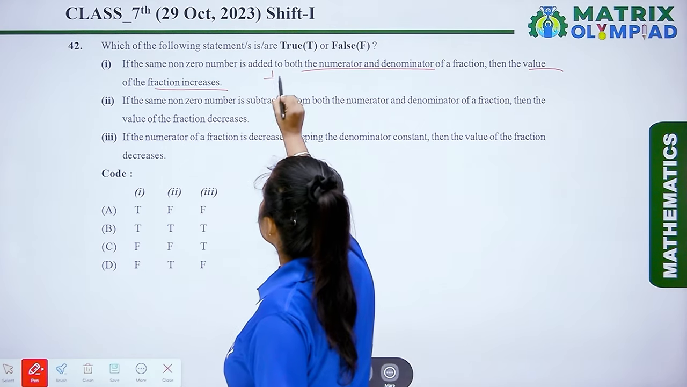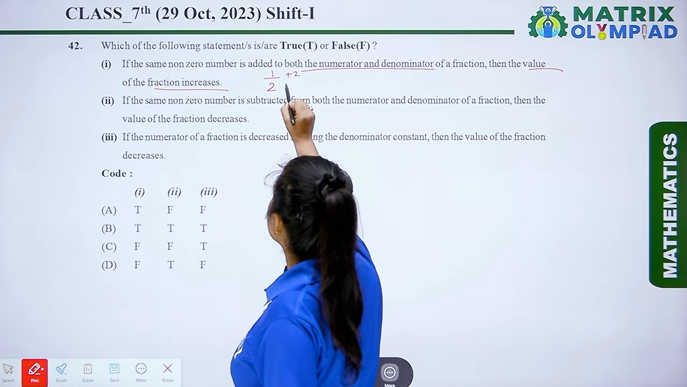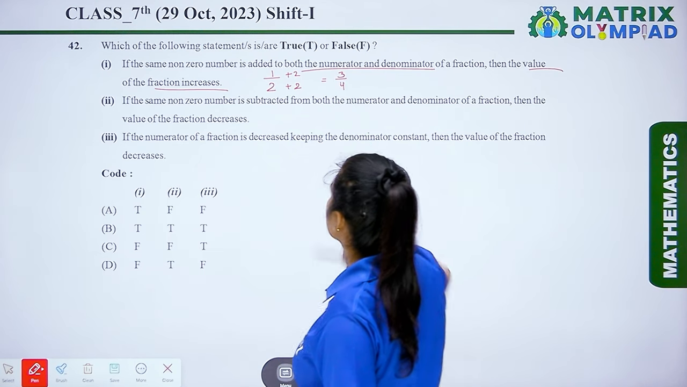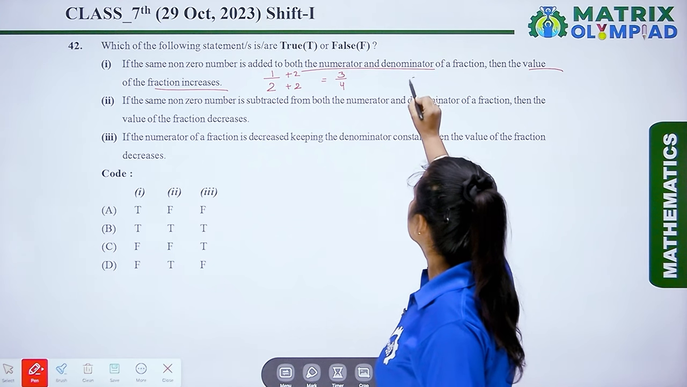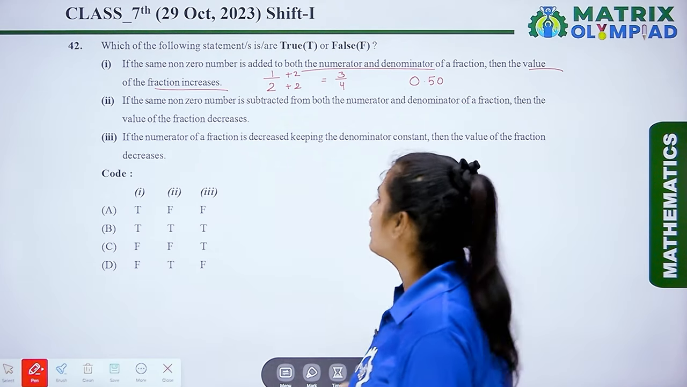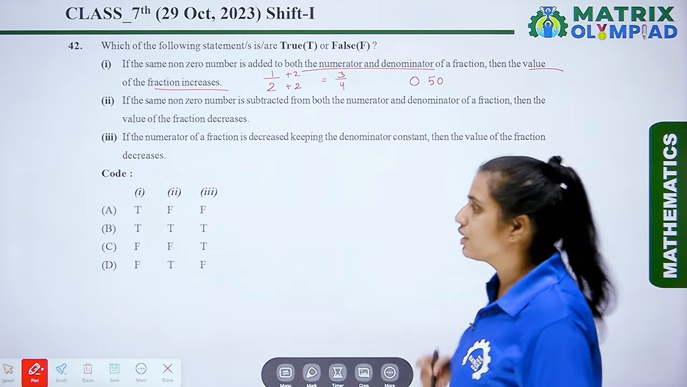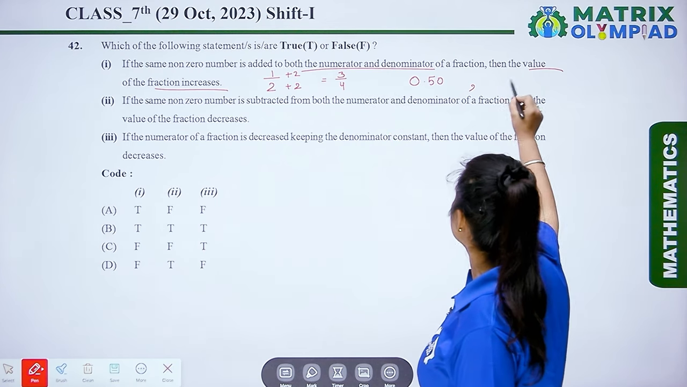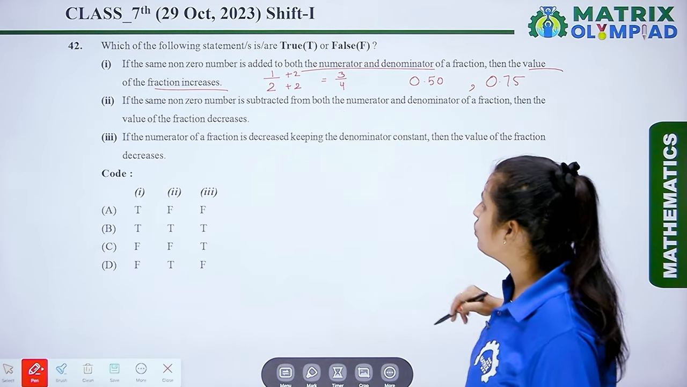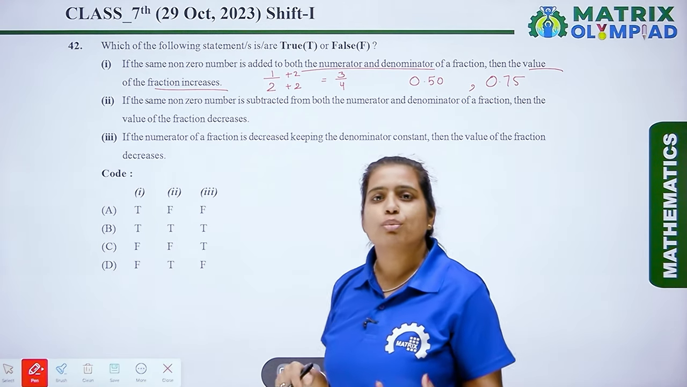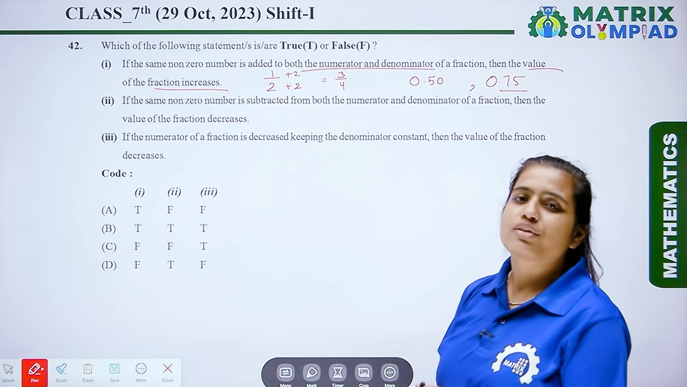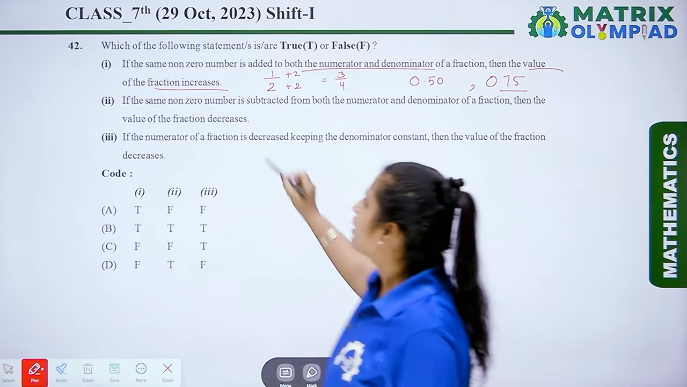So, here, let's take an example, 1 upon 2. In 1 upon 2, we are going to add the same number on both the sides, on numerator and denominator, and then the number becomes 3 upon 4. So, the value of 1 upon 2 was 0.50, and after the addition of 2 on both numerator and denominator, we get 3 upon 4, the new fraction. Let's see the decimal form of 3 upon 4, that is 0.75. Now, it is easily visible that the value of 1 upon 2 before addition was 0.50, and after the addition of a non-zero number, it is increased, and the value of the new fraction is 3 upon 4, that is 0.75. So, this statement is true.